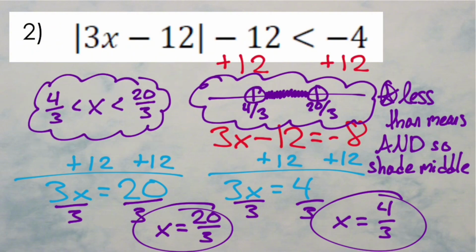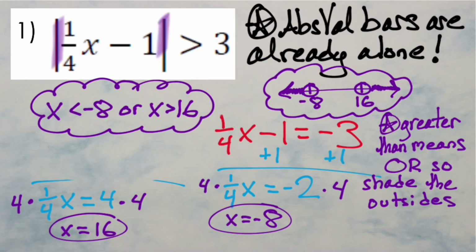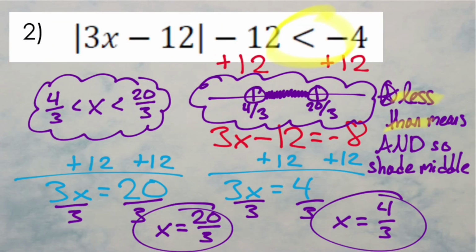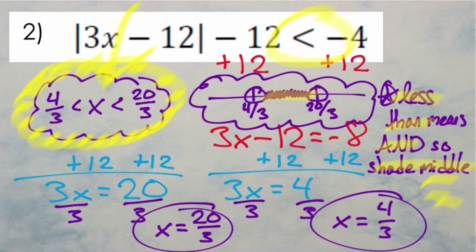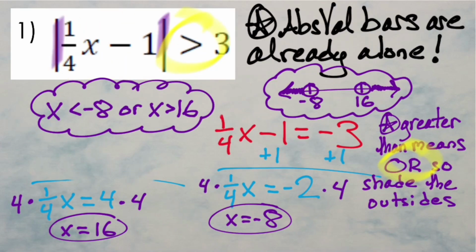Now notice, all that animation happened quickly, but whatever. The less than sign. In the previous problem, we had the greater than sign, and that was an or problem. This is the other situation, the less than sign. This is called an and problem, and you're going to shade the middle of the graph. You can see that right there, just highlighted in yellow. An and problem has an inequality that looks like this, with the x in the middle, because you shade the middle.